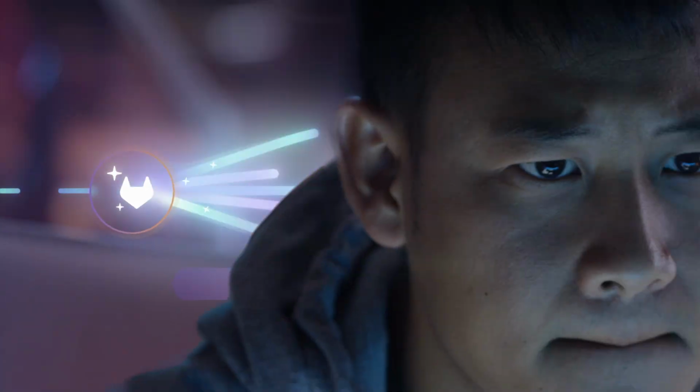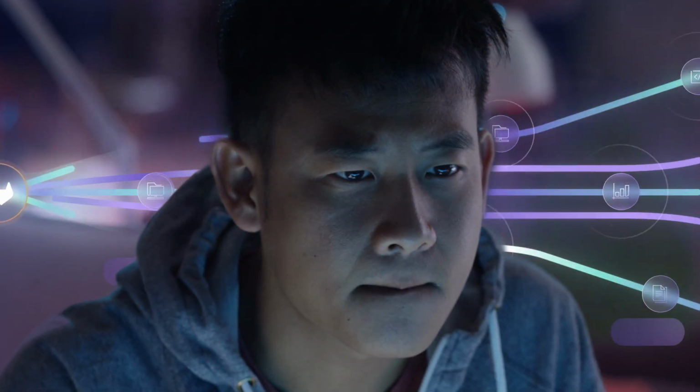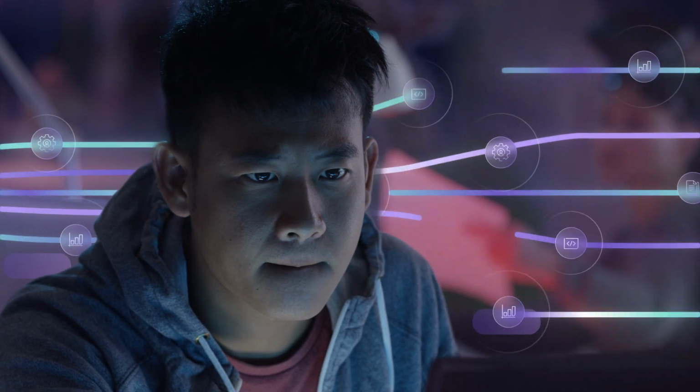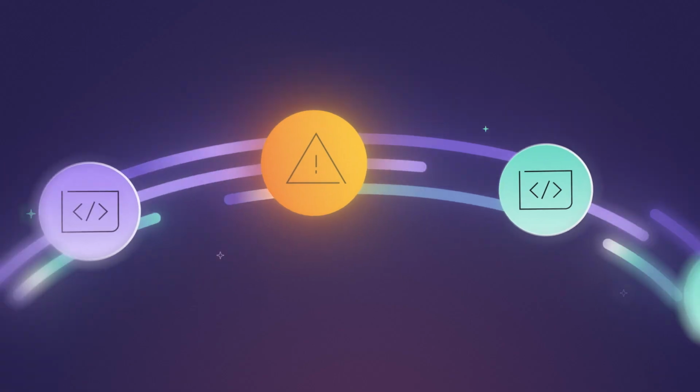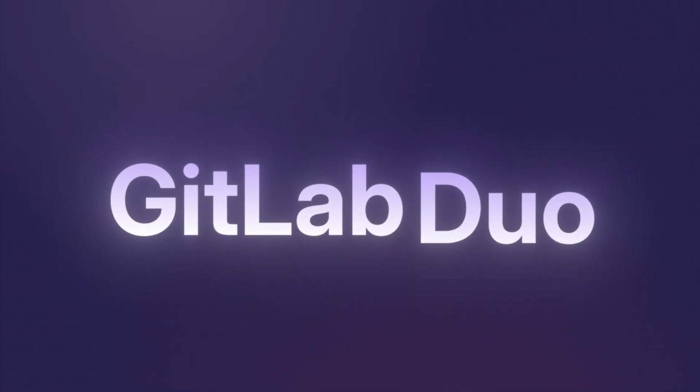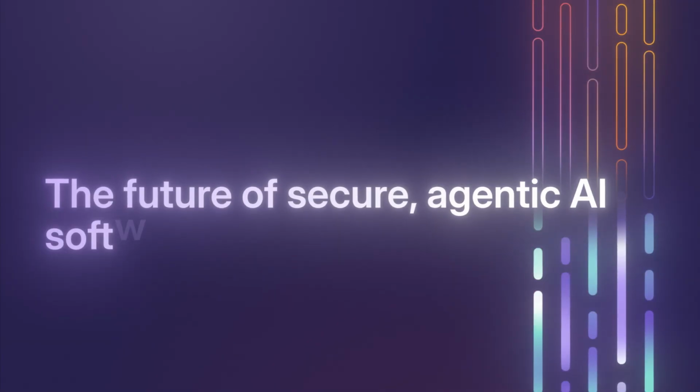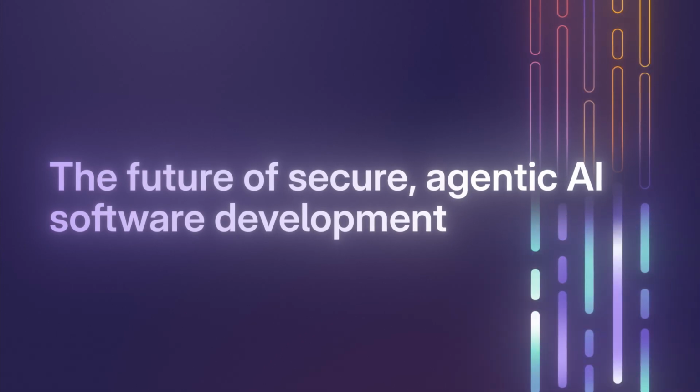Everything about software development is changing. AI isn't just helping developers code faster. It's creating an explosion of new code, new developers, new possibilities, and new challenges. Enter GitLab Duo Workflow, the future of secure agentic AI software development.